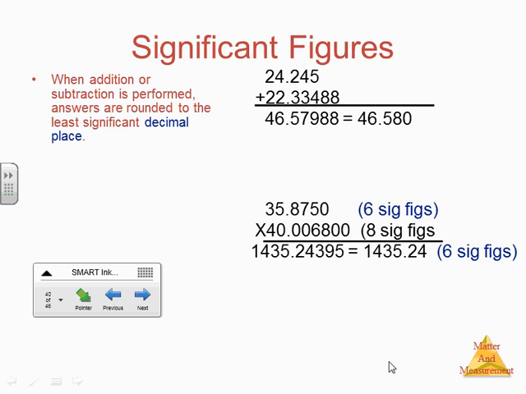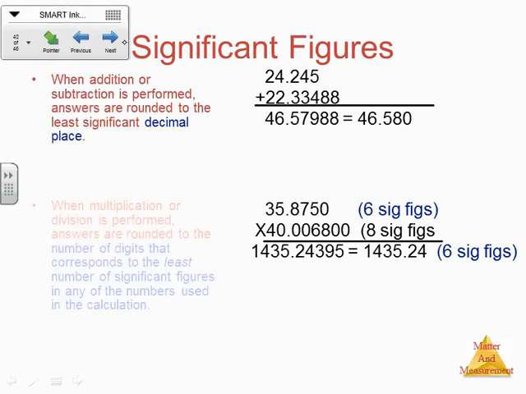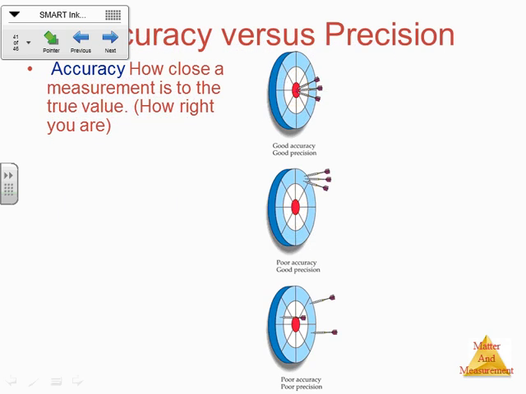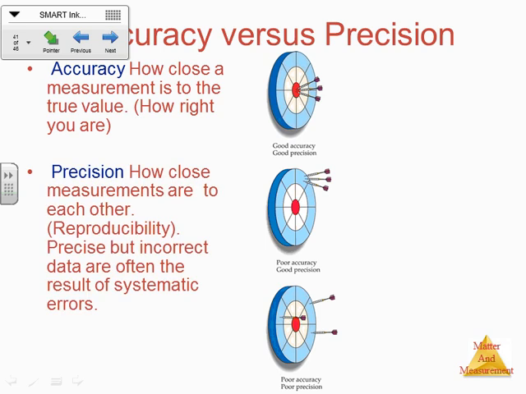Okay, so we just finished talking about significant figures. Get this out of the way here. Accuracy versus precision. Accuracy is how close the measurement is to the value. In other words, how correct you are, okay? If you throw darts at a dartboard, you get them all in the bullseye. That's good accuracy and good precision, okay? Precision is how close the measurements are to each other.